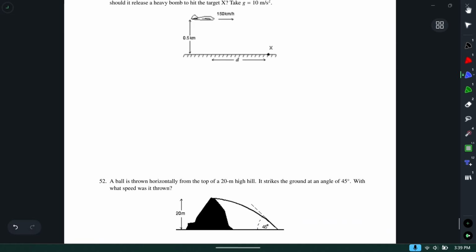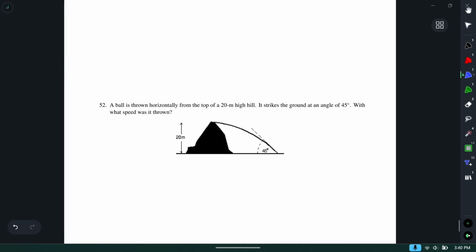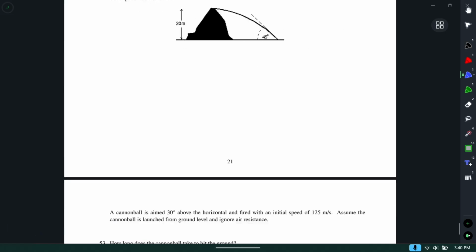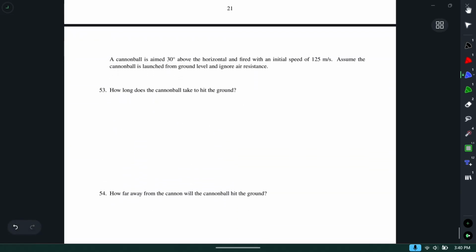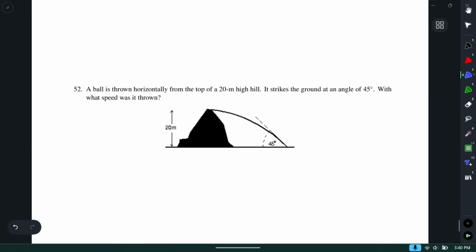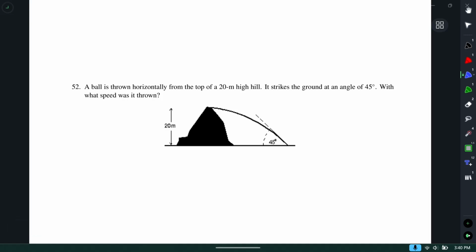Let's see. All right, let's do one where it is launched horizontally, and then we'll do a different one where it was launched at an angle. So a ball is thrown horizontally. Again, that's automatically telling me my initial y velocity is 0, and so whatever the initial velocity is, it's all x. They don't actually tell me what it is in this problem, though.